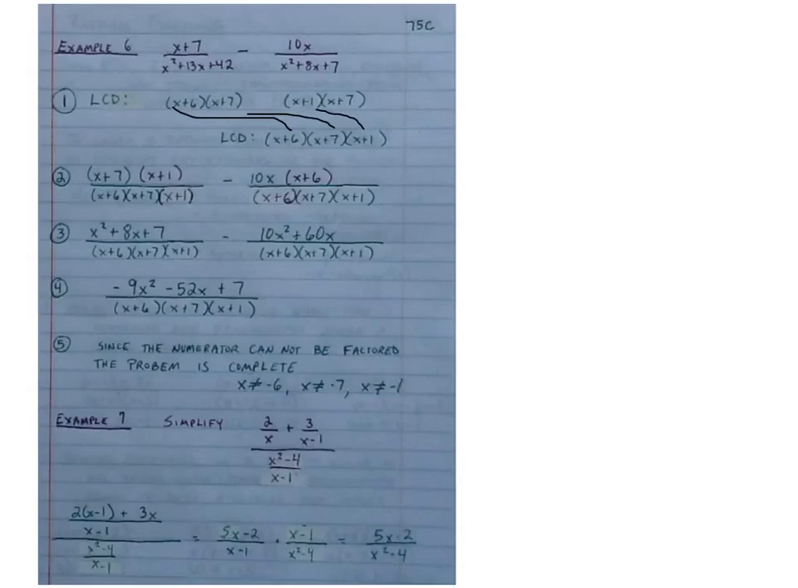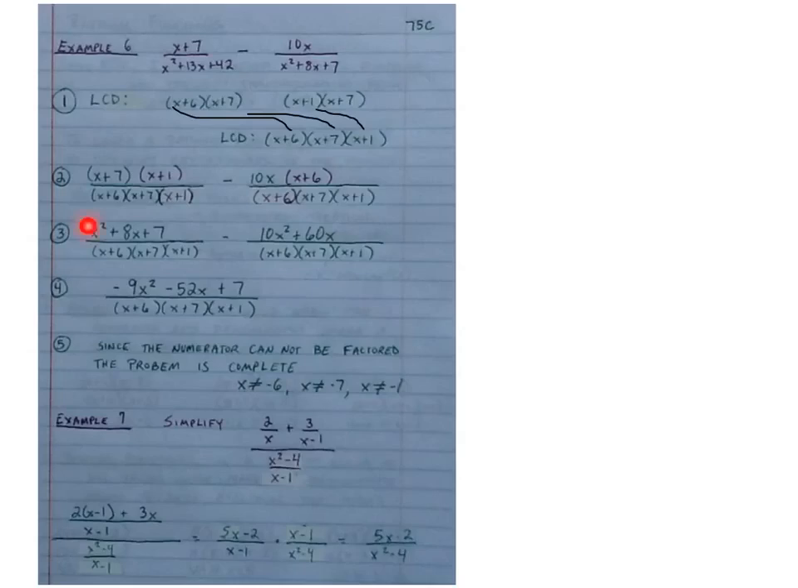Step 2, multiply the numerator and denominator by missing pieces of the LCD. So in our first equation, we were missing the x plus 1, so we multiplied the numerator and denominator by x plus 1. In our second expression, we were missing the x plus 6, so we multiplied the numerator and denominator by x plus 6. In step 3, you simplify your numerators, which I've done here.